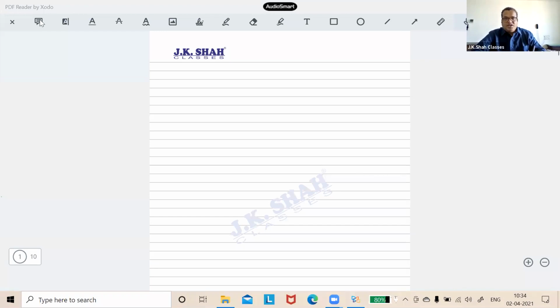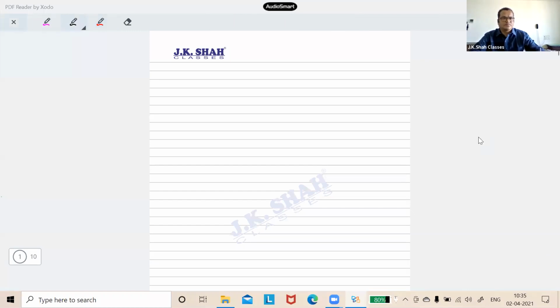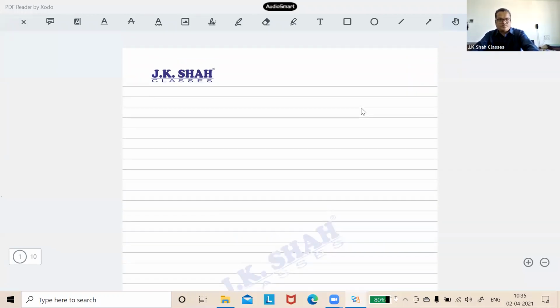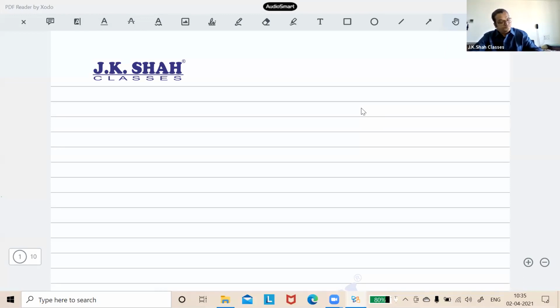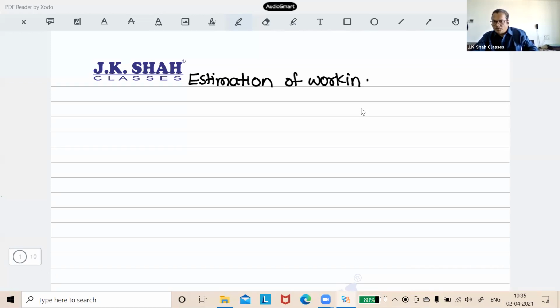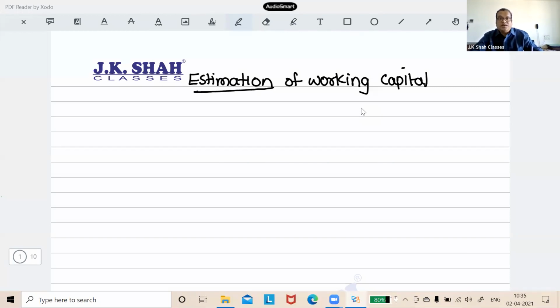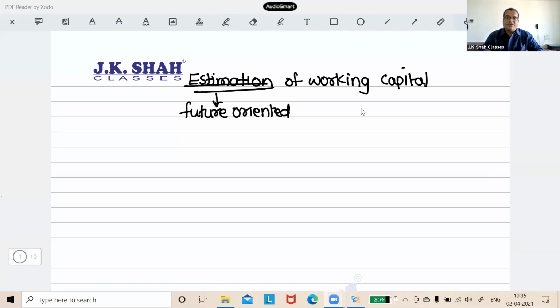So, friends, we are talking about estimation of working capital. All of you, please remember that estimation is always which activity? Can I say it is a future oriented activity, right, friends?